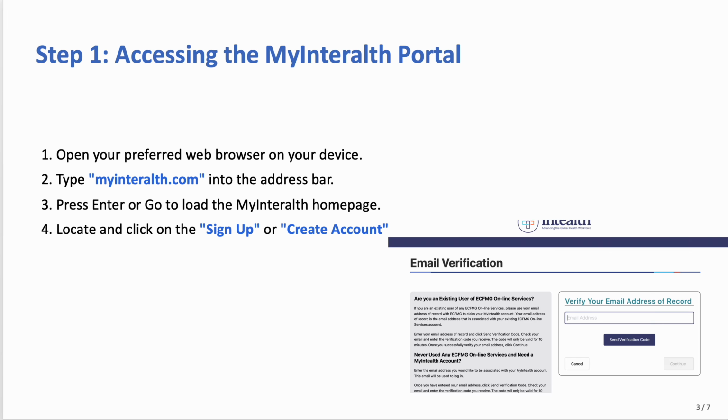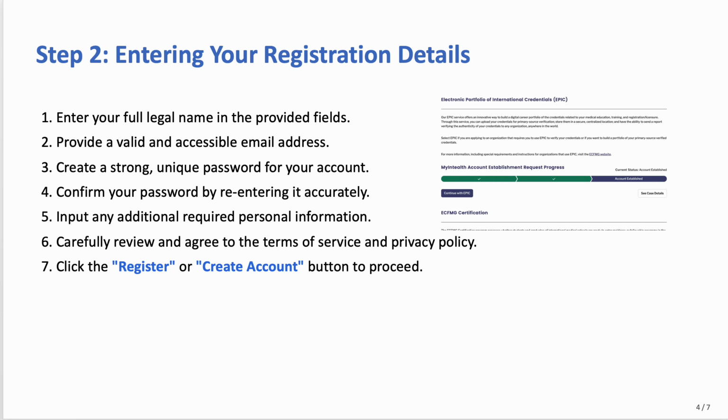Then press enter to load the MyInteralth homepage, and locate and click the option of sign in or create account. After that, enter your registration details. Enter your full legal name, provide a valid, accessible email address, create a strong password, and confirm your password by retyping it accurately. Input any additional required personal information, carefully review and agree to the terms of service and privacy policies. Then click the register or create button to proceed.